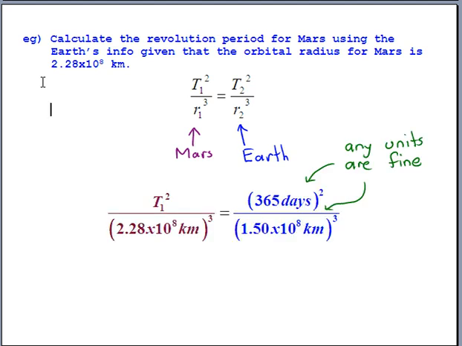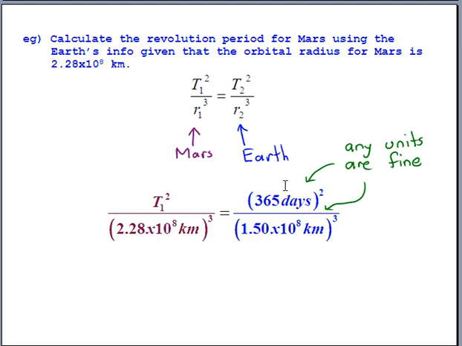Now I'm going to deliberately throw caution to the wind here, just to show you that I can. In the previous example, we said you have to use meters and kilograms and seconds. Here, you don't, because it's proportions. So for the Earth, I could put in days for the time to go around, and I could put in kilometers for the size of its orbit. That's fine as long as I respect the fact that it will be the same units over here. And that works nicely because they gave me 2.28 times 10 to the 8 kilometers for Mars.